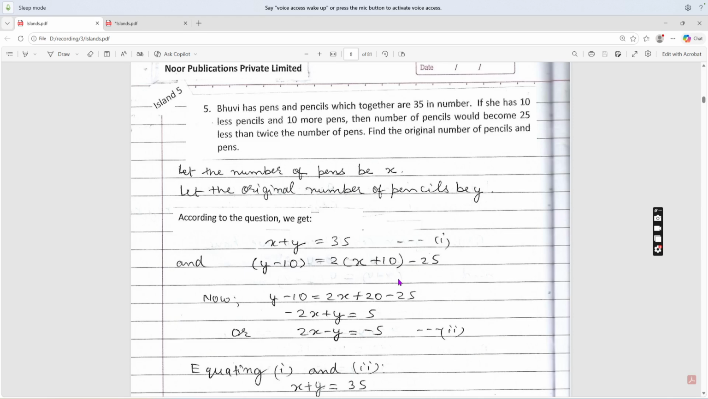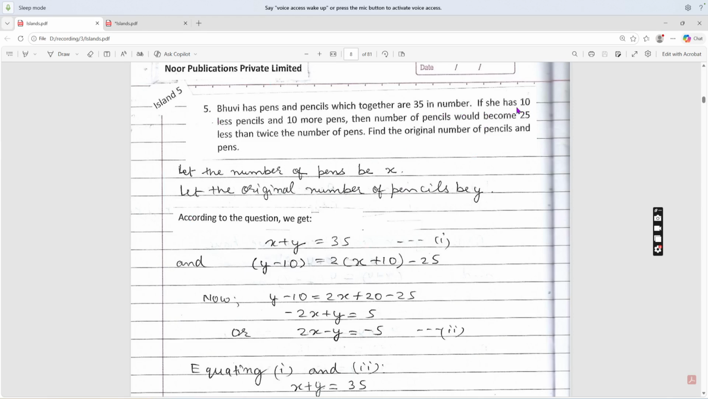This time rupees is not given. But we are going to let the number of pens be x. Let the original number of pencils be y. As per the question, we can say x plus y is equal to 35, because the total number of pens and pencils would be 35. So the first equation is done.